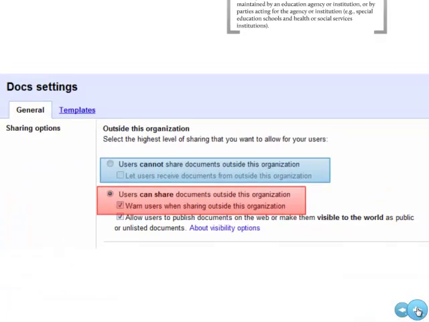Well, one way is in your docs settings. So if you are keeping some amount of student data in Google Docs, you want to make sure that you're aware of what the sharing settings are on the domain. So this is in the Google control panel. So you need to make a decision about whether you want to allow users to share outside the domain. And the blue box would be the more secure of the two settings here. The red box shows the one that's higher risk. It's sort of up to you to decide how much risk you want to take.